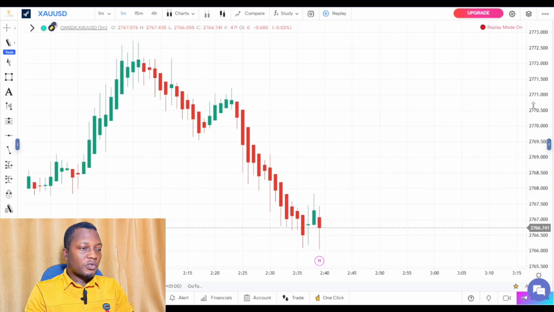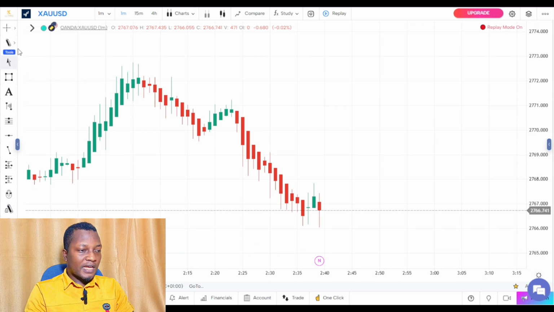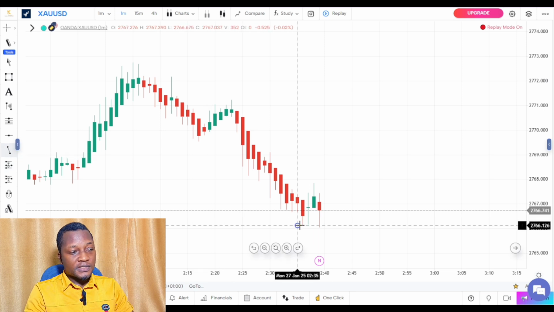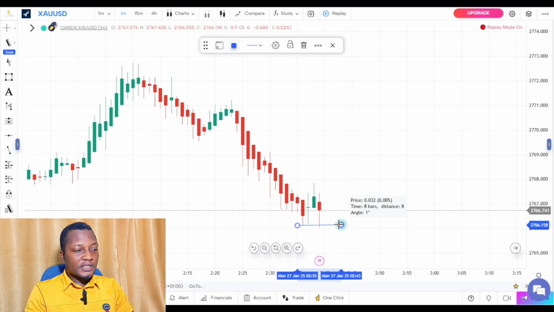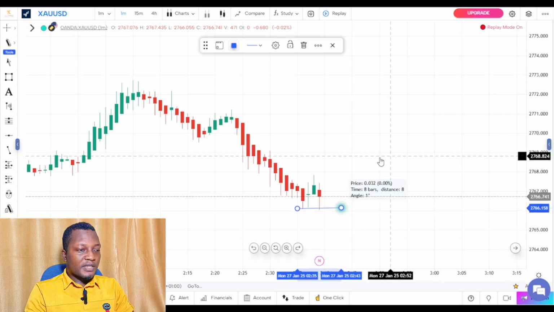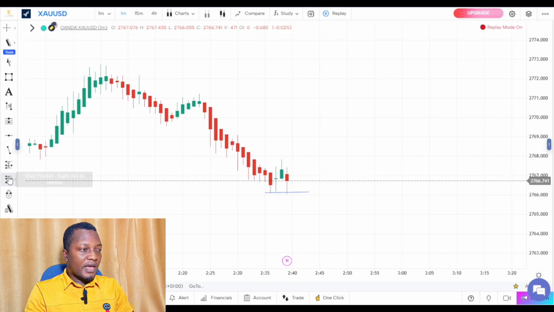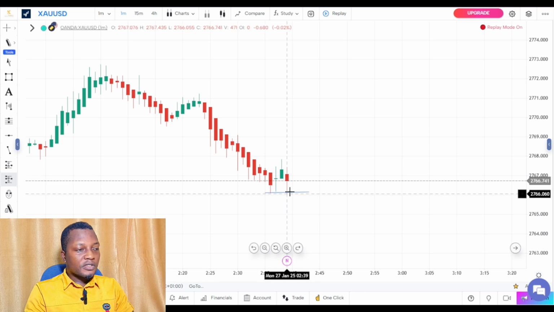Just like we said, what we're going to do at this point is mark out this place where the buyers do their last activities. So right about this point is where we are marking, and as soon as price crosses this point, we're going to be taking our entry. The entry we're taking right here is a short position.